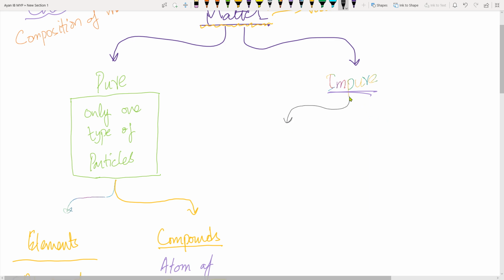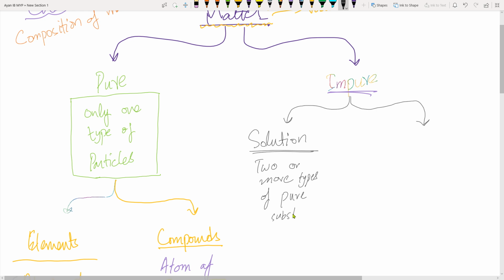For example, if I divide impure, I'm further going to divide it into two as well. So one is going to be your solutions, in which you take more than one compound or element. In that case, you mix them together and they're very well distributed. So two or more types of pure substances, to be more exact, substances. Now that is what solutions are for you.